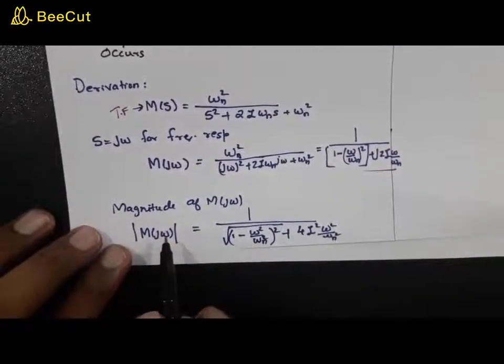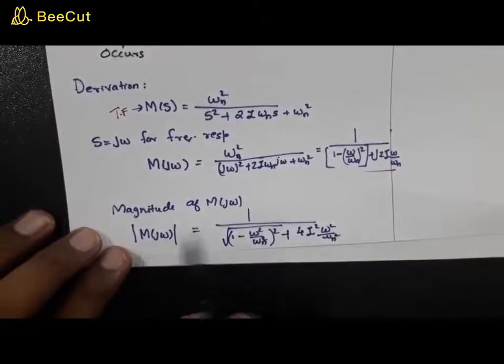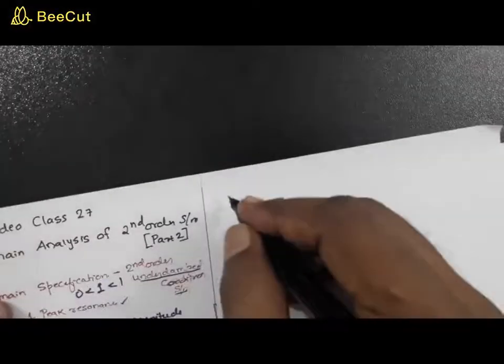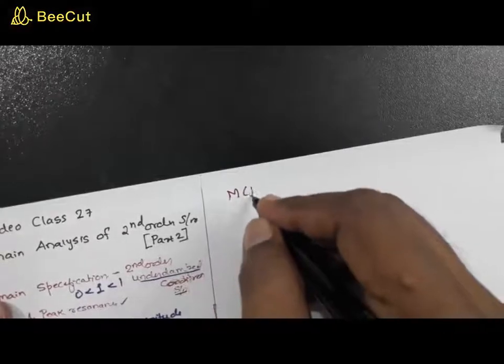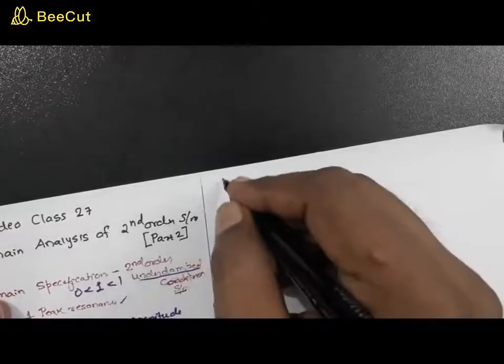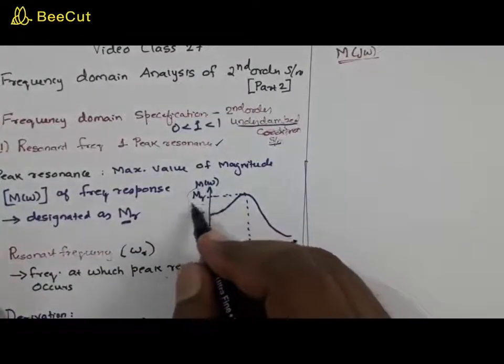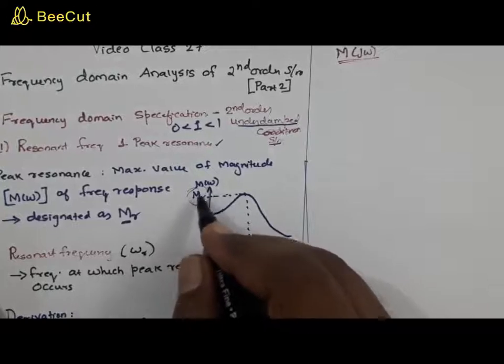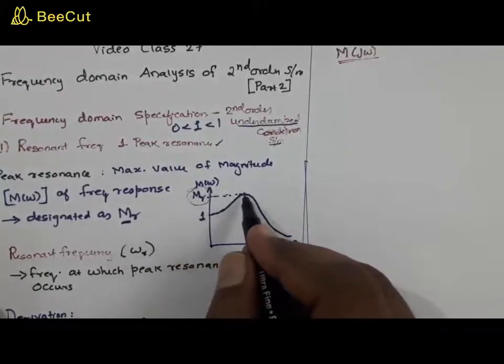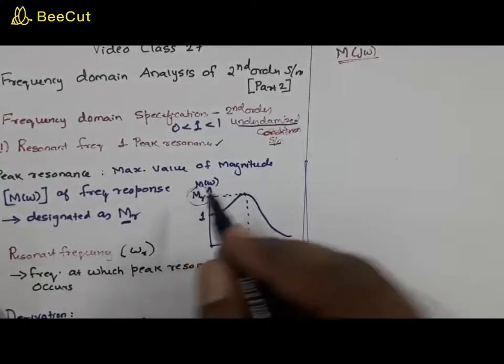Now what we want to notice, we want to maximize this M of j omega, right? So how to maximize this? That is, our intention is to maximize this M of j omega. So what we need is to find out this Mr. That means we want to find out the maximum value of this function. So this is a function.